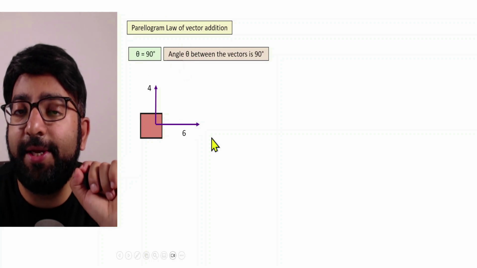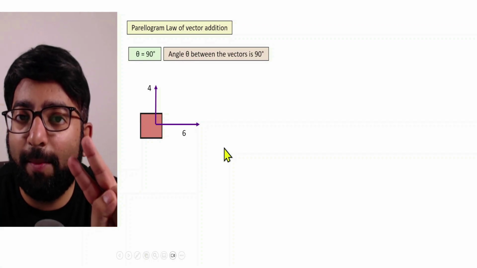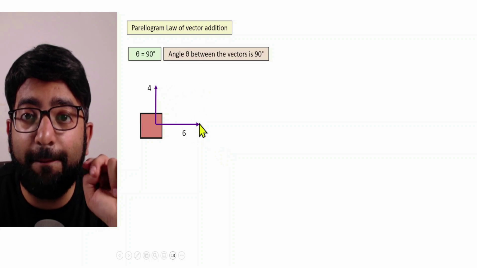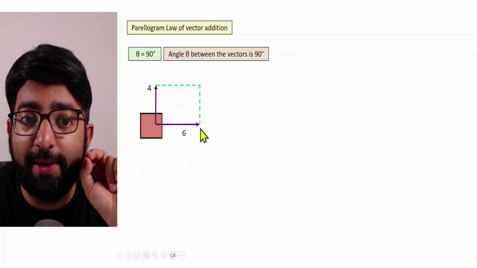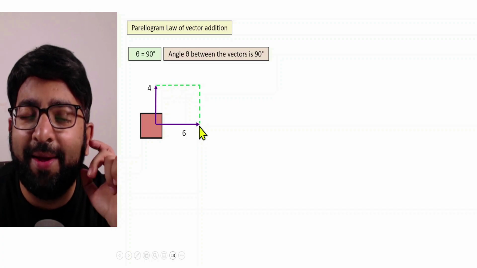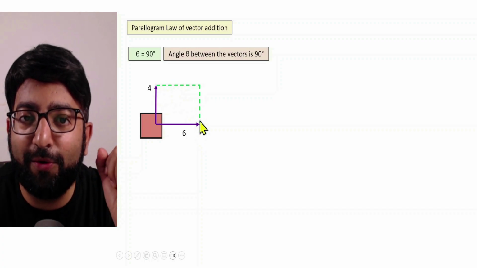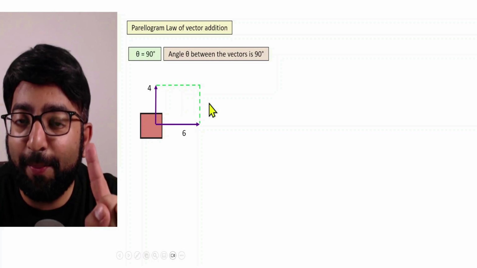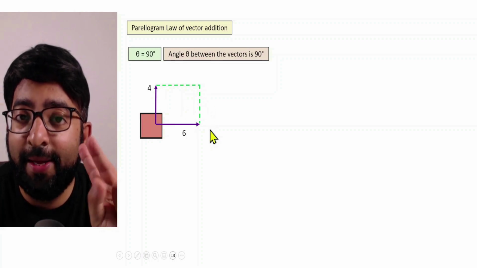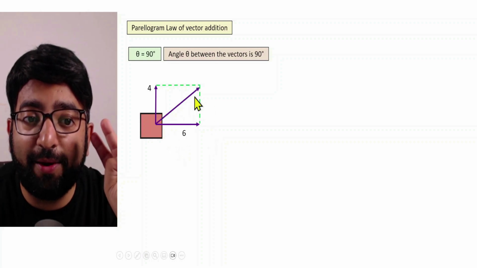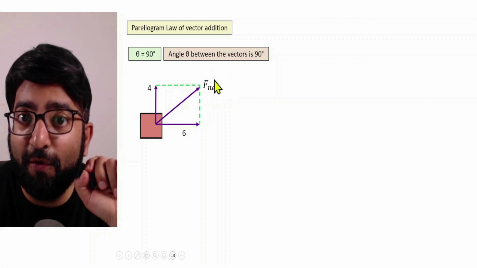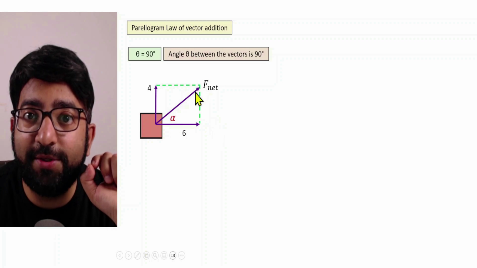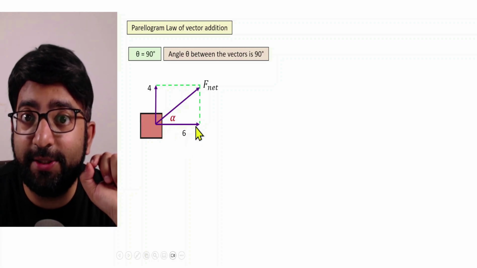Now, there are two steps in this parallelogram law. Step number 1 is we need to create a parallelogram using the two forces. So, for example, if I draw dotted lines so as to create a parallelogram, incidentally, in this case, the parallelogram is a rectangle only. Step 1 is to create the parallelogram. Step number 2 is to draw the diagonal like this. And this diagonal will represent the net force. And let's say the net force is at an angle of alpha with the 6 Newton force.